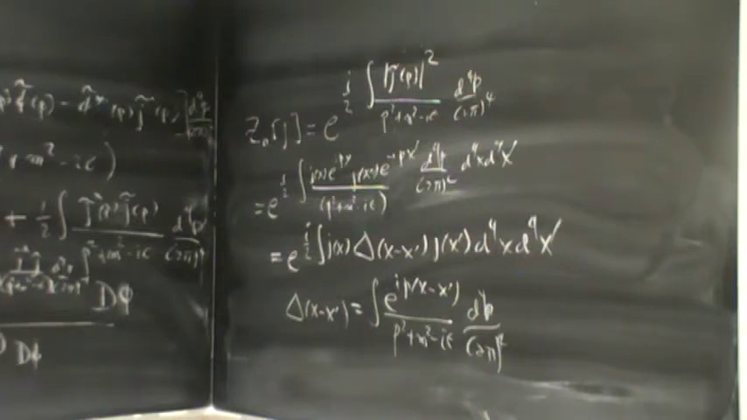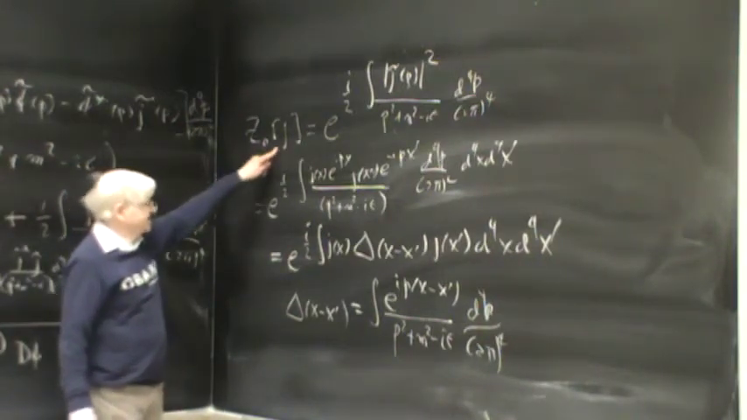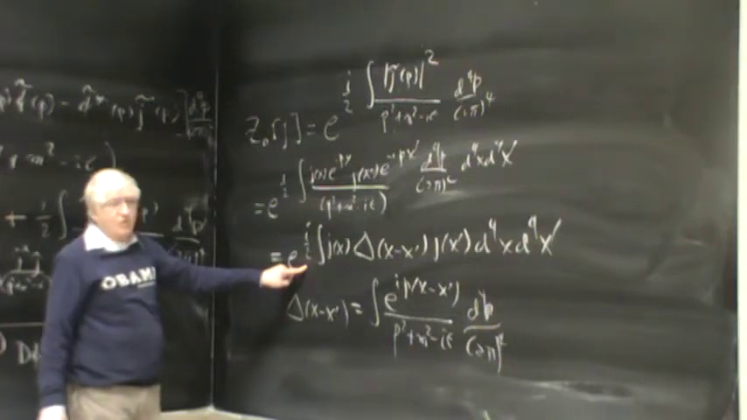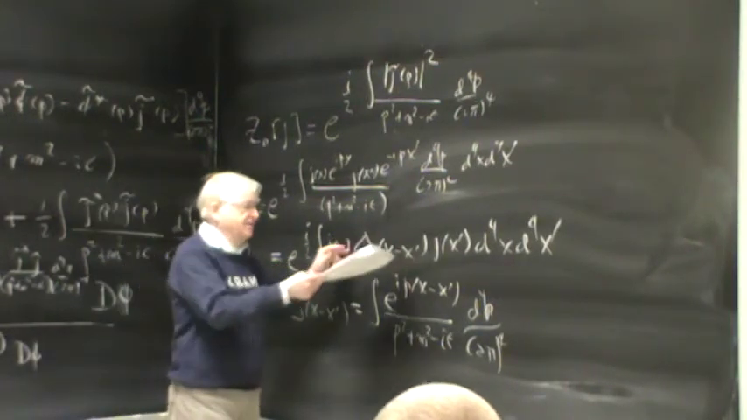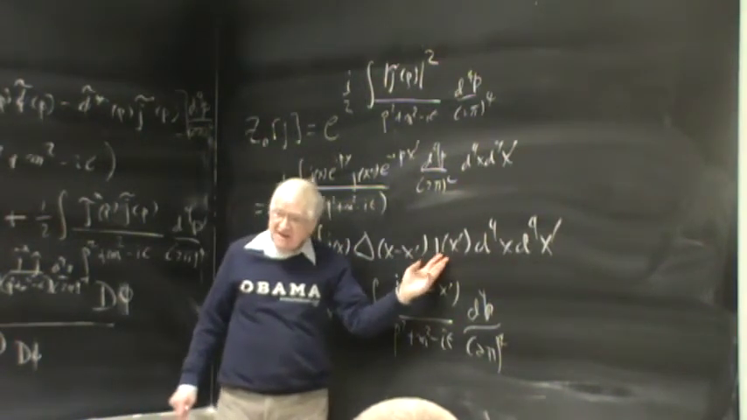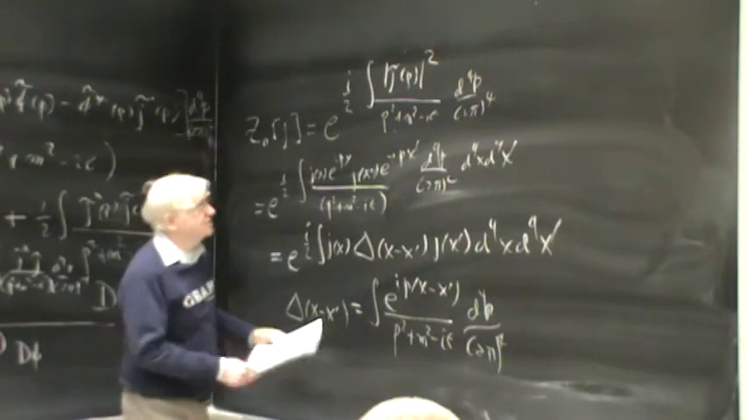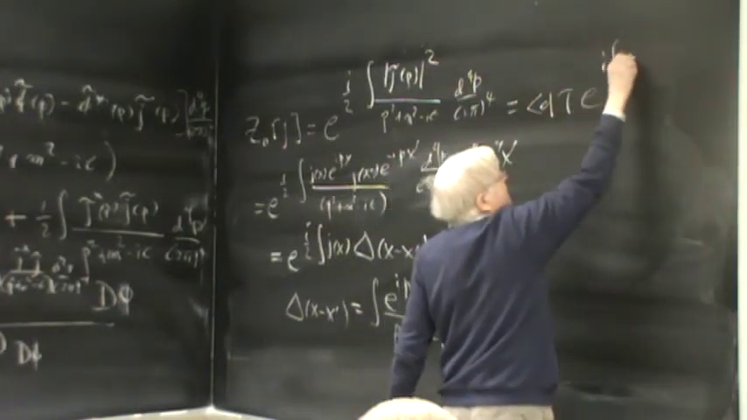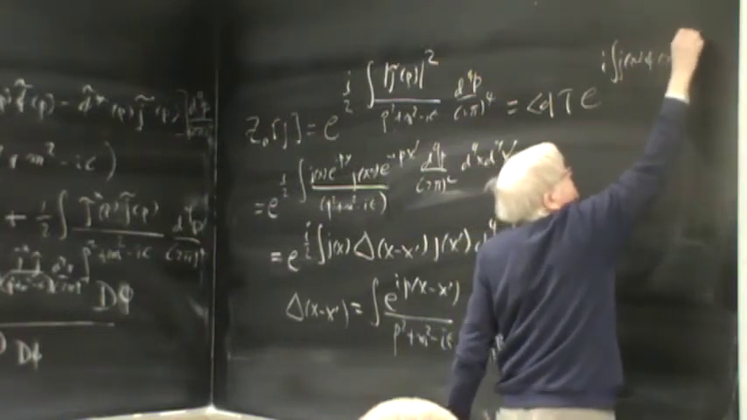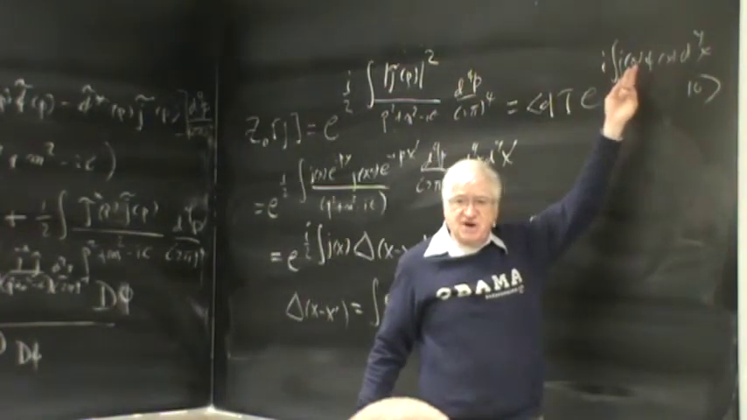What one does at this point is write Z0 of J equal to this, and now one functionally differentiates with respect to j of x or j of x prime. On the right-hand side, that just pulls down Feynman propagators and j's. On the left-hand side, on the other hand, this thing is still equal to the vacuum expectation of the time-ordered product e to the I integral j of x phi of x d4 x. So on the left-hand side, the functional differentiation with respect to j pulls down fields.